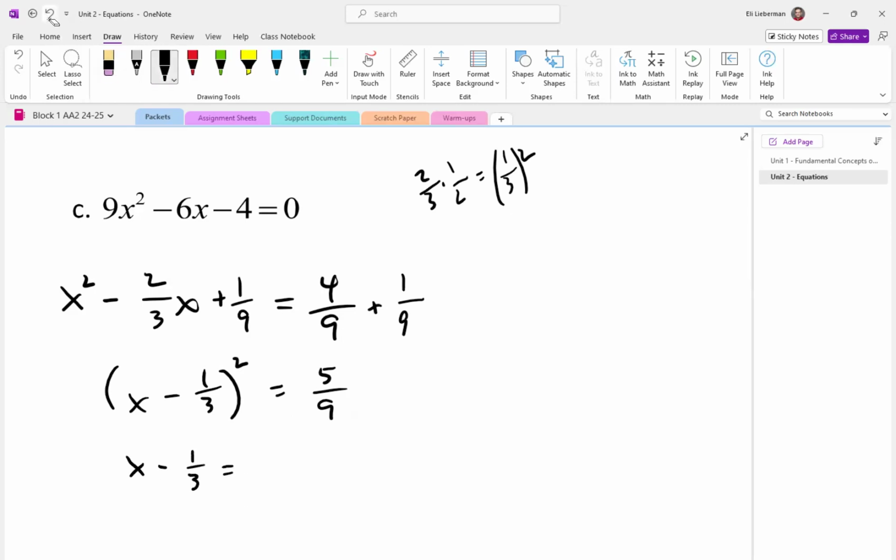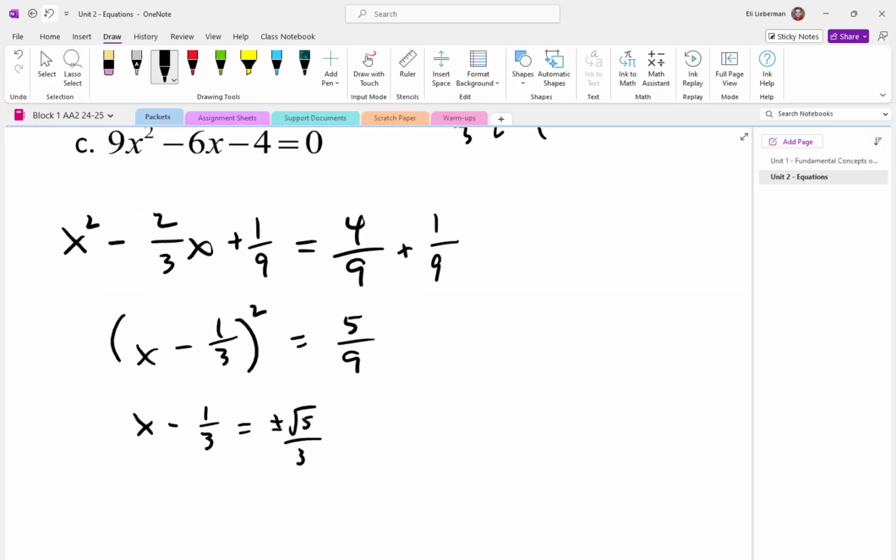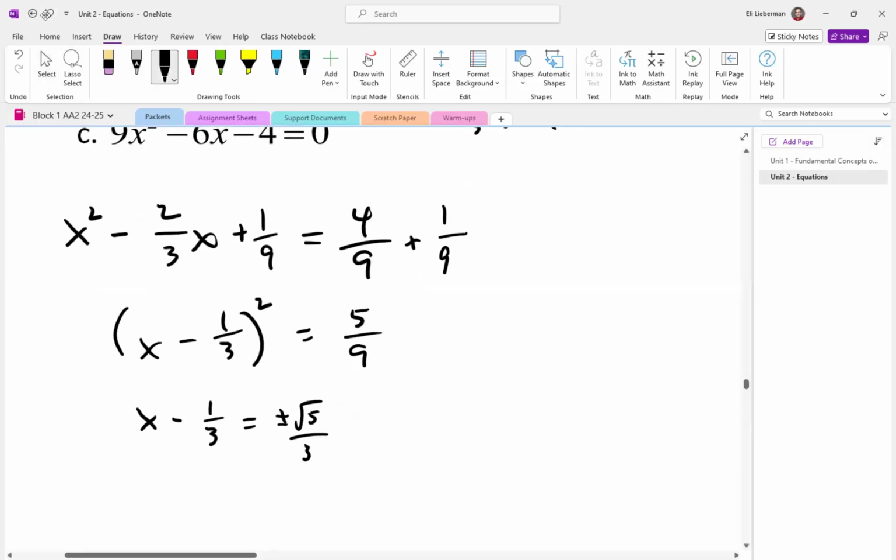This is a positive square root? Okay, so square root of 5 on top and 3 on the bottom like that. Okay. Should we continue?